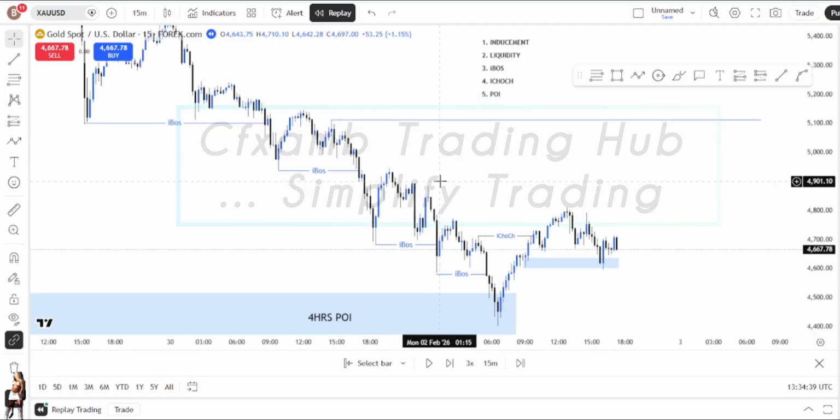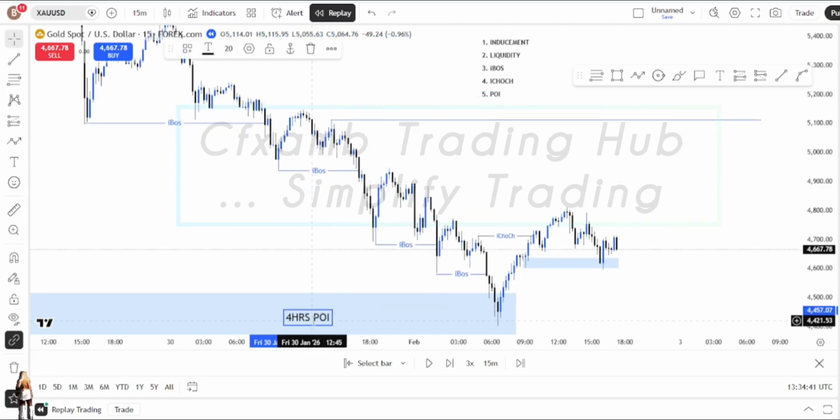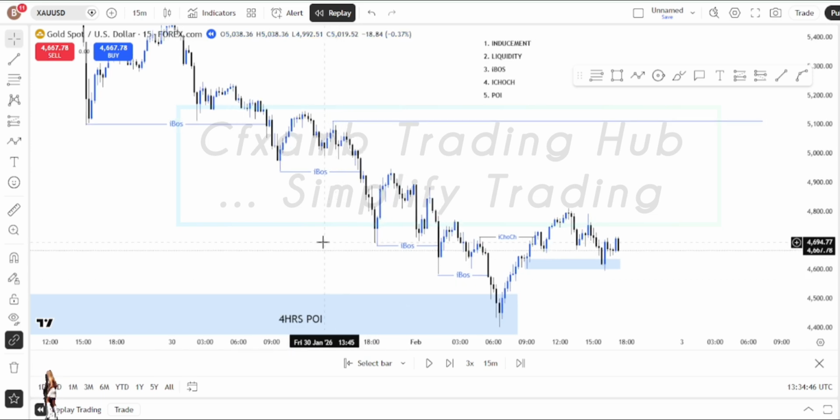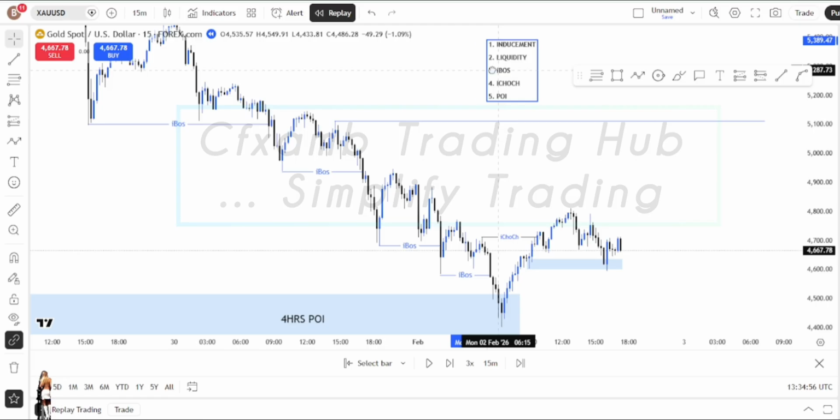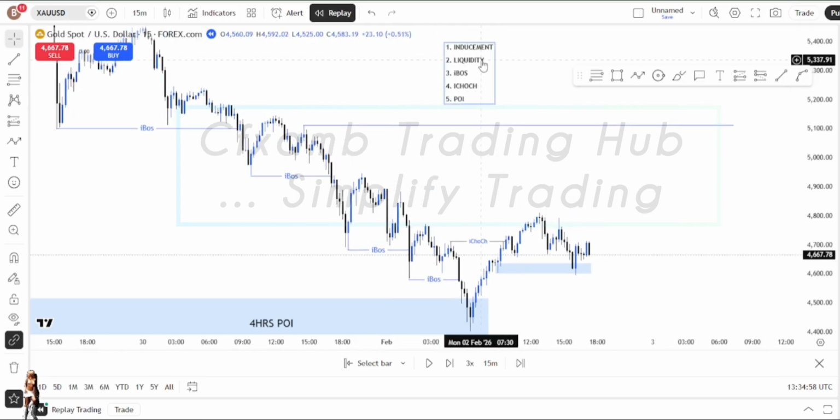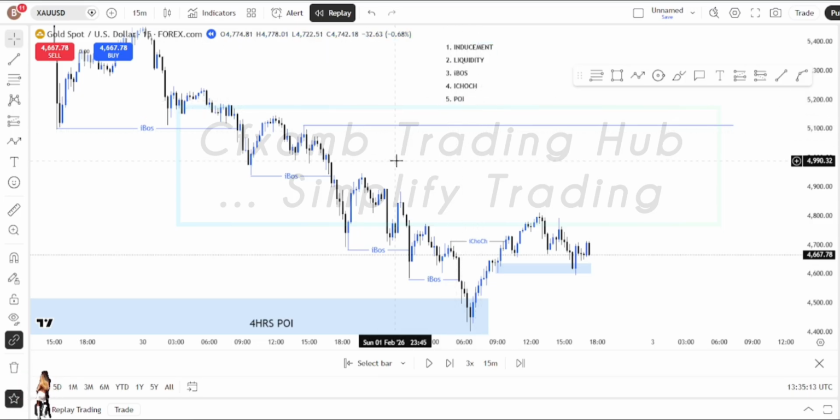The market is coming from this 4 hours POI. I use 4 hours as my higher time frame and 15 minutes for my structural breakdown to take my entry and order. Also, these are things I look out for when I come to my chart: inducement, liquidity, internal break of structure or BOS, change of character, either internal change of character or major change of character, and also my POI to buy or sell.